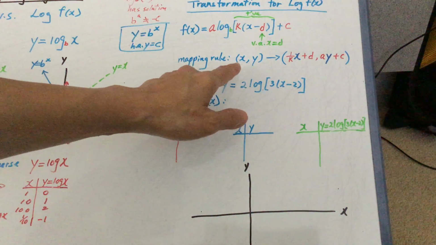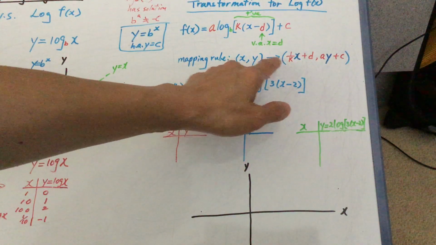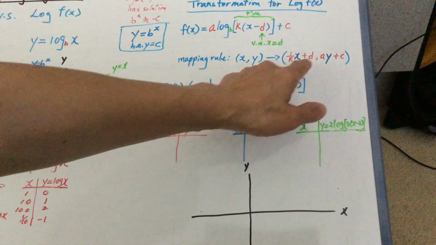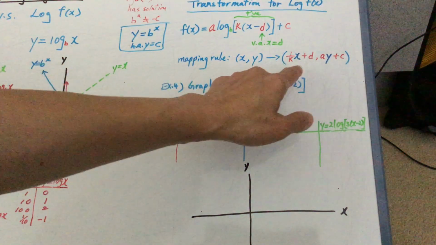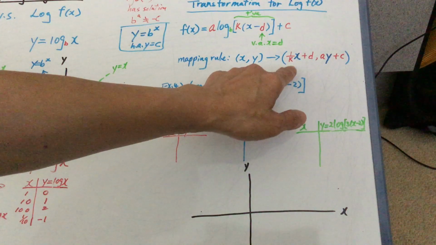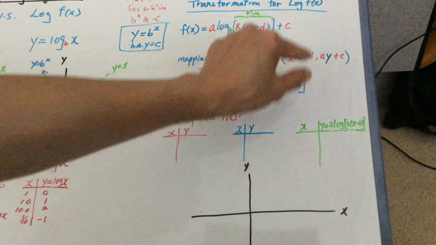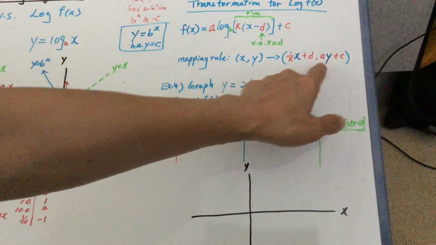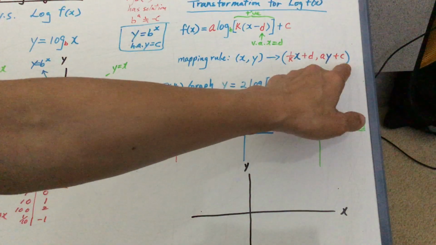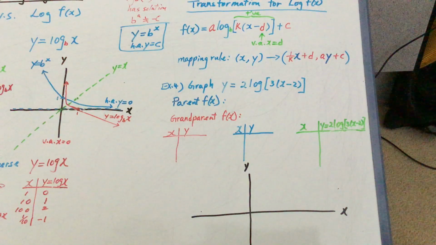I just want to remind everybody about this mapping rule. Any point from the original function, x comma y, after all the transformations, the k, the d, the a, the c, you know how the k and the d will affect the x. You take 1 over k times x plus d, and that will give you a new x coordinate. When you take a times y plus c, you get the new y coordinate. So these are the mapping rules that we always follow. We will be doing the same thing.